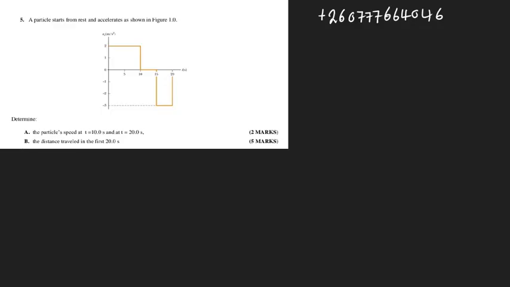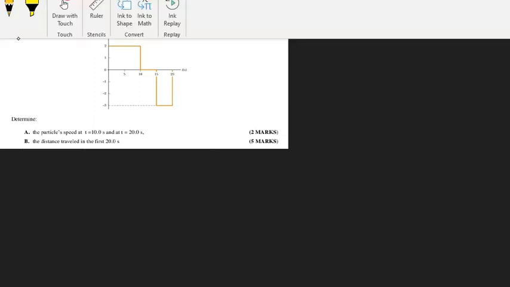Today we have yet another interesting question, and this question is in physics under motion, where we've been asked to find the particle speed at 10 seconds and also the speed at exactly 20 seconds. Then we have also been asked to find the distance traveled in the first 20 seconds. So this question is quite complex. It's very simple actually, except that it is a little bit complex. You are supposed to go deep into motion.